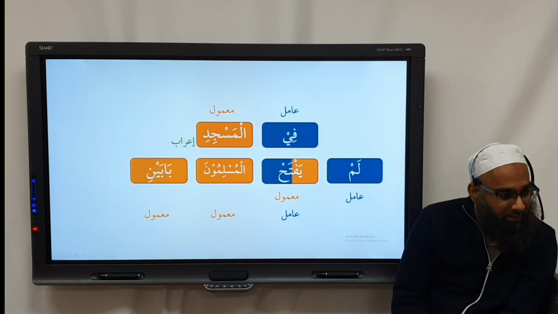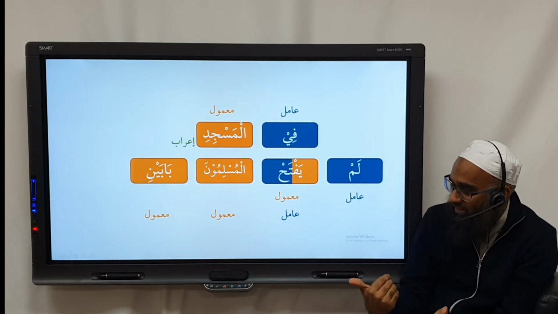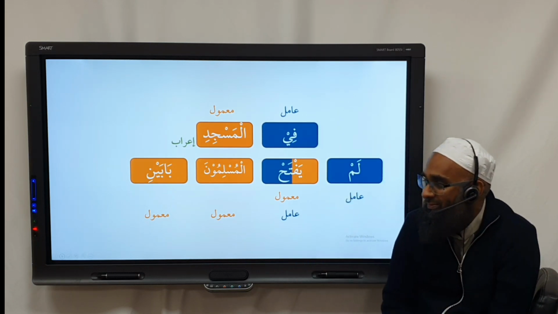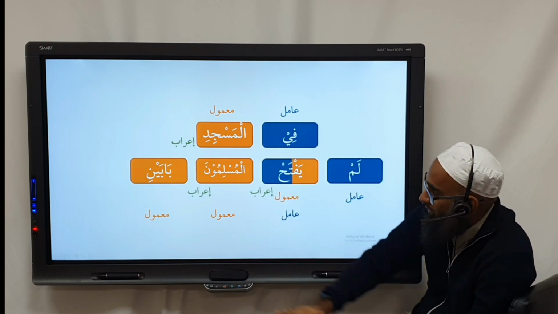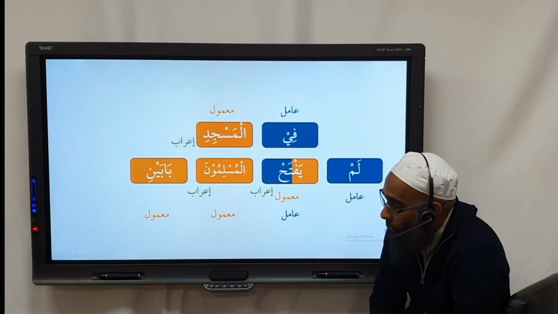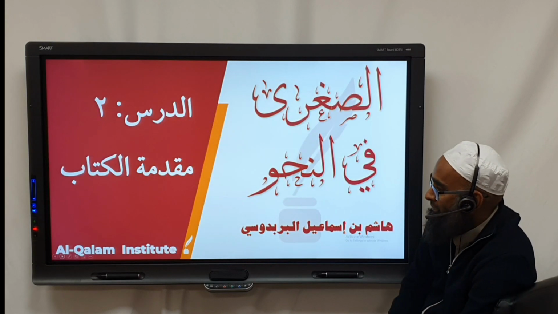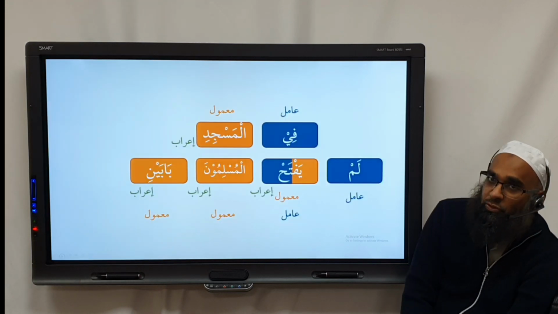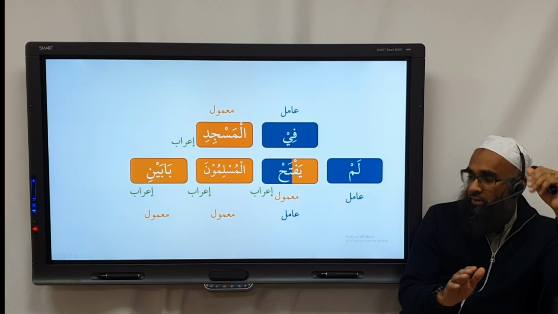Does everybody understand? So amil is the thing that causes the state. Ma'mul is the thing that is affected, and i'rab is the way it shows the state. Understood? So the i'rab of yaftah is the sukoon. The i'rab of muslimun is the waw, and the i'rab of babain is the ya. Do you understand? So that's basically our introduction. So that's what we're going to study in this book.